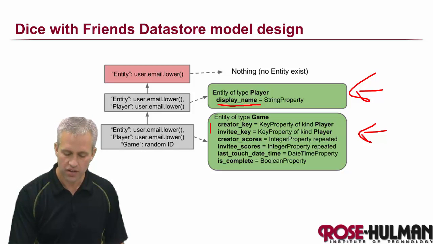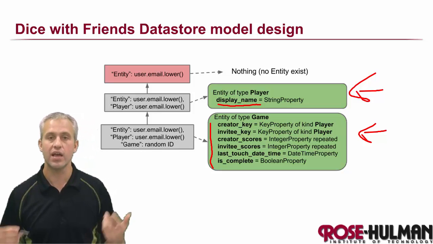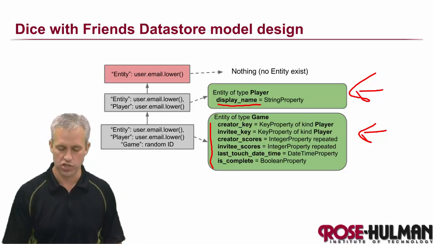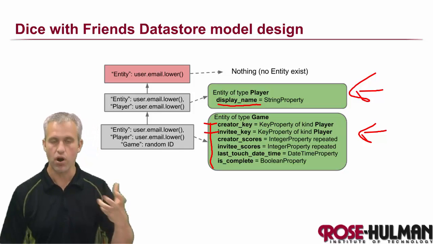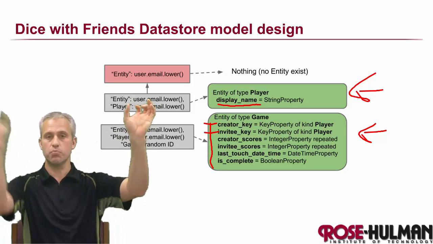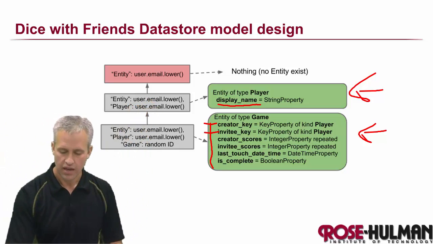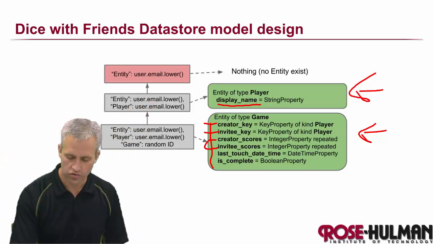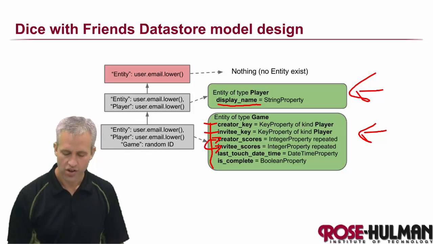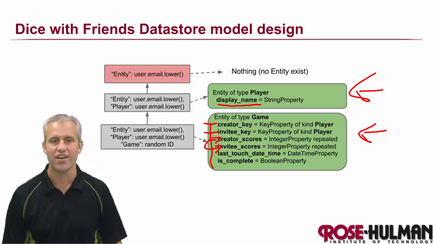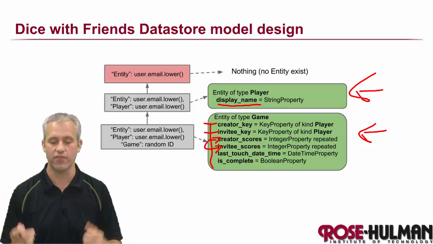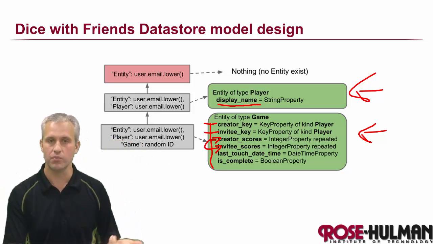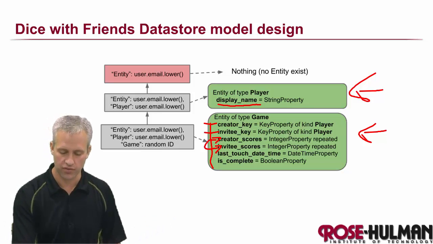And then the other one is game, and the game is what stores most of the information. It stores two key properties, one for each player that's in this game. It also stores two lists of scores, one for the person who created it, and then the other for the invitee. I chose my variable names. I'm sure you would have chosen completely different names.